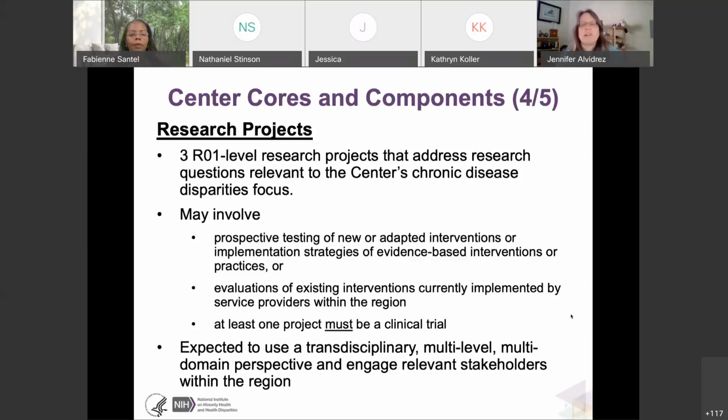At least one of the projects must be a clinical trial. And across all the research projects, there is the expectation that there will be a transdisciplinary, multi-level, multi-domain perspective, a la the NIMHD research framework that is linked in the RFA, and engage relevant stakeholders within the region.